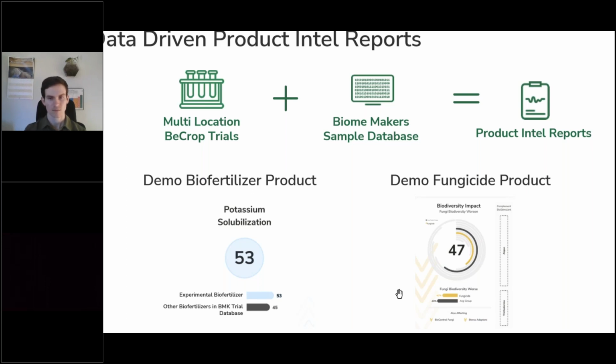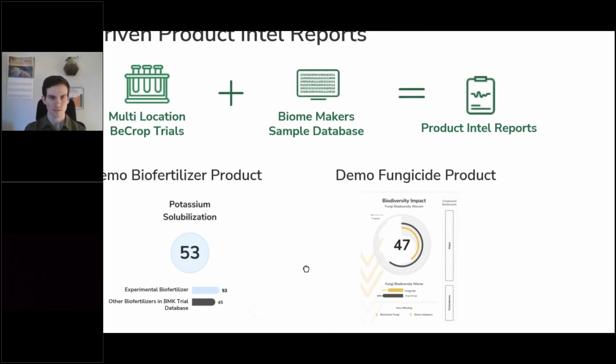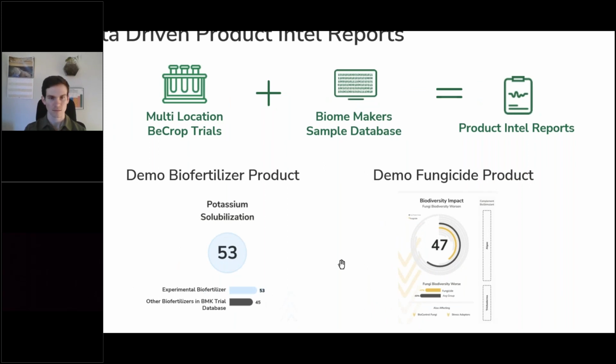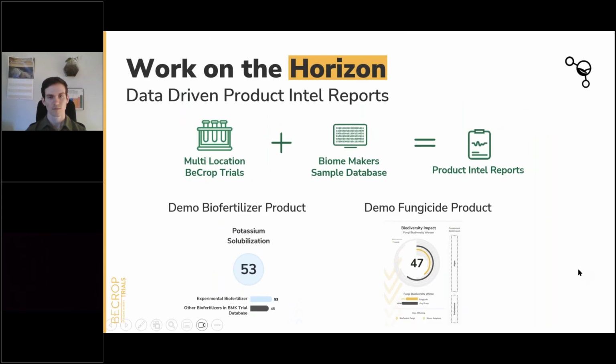This can help inform marketing and sales insights, help develop marketing material for products, and just add third-party validation, benchmarking your product against all products in our database. So what this requires is multiple locations, multiple soil types within the same cropping system. And we use it again to benchmark against our entire sample database and create these product intel reports. So this is on the horizon, and for those who are interested in incorporating this into trials in 2024, happy to discuss with anybody further.